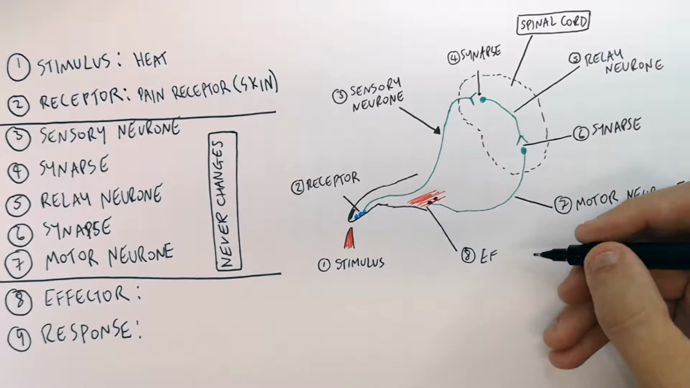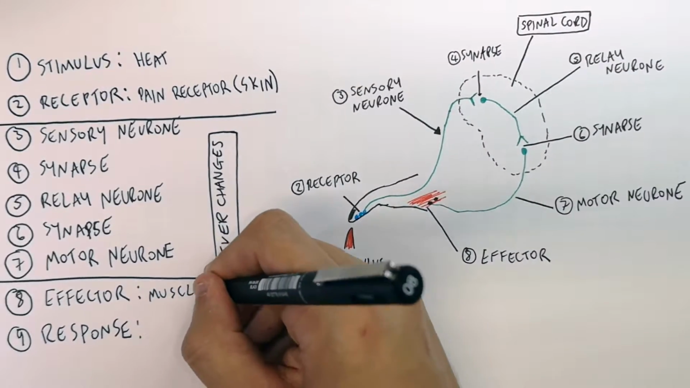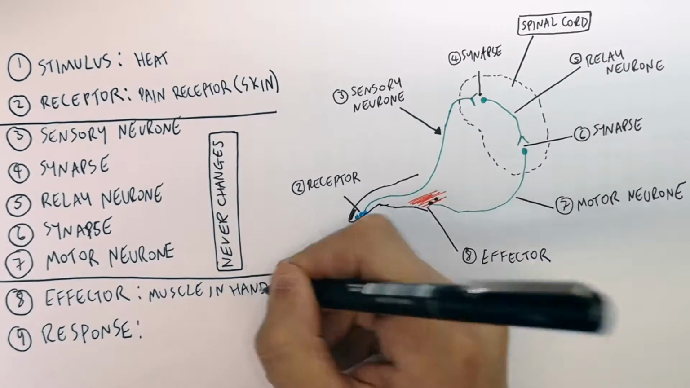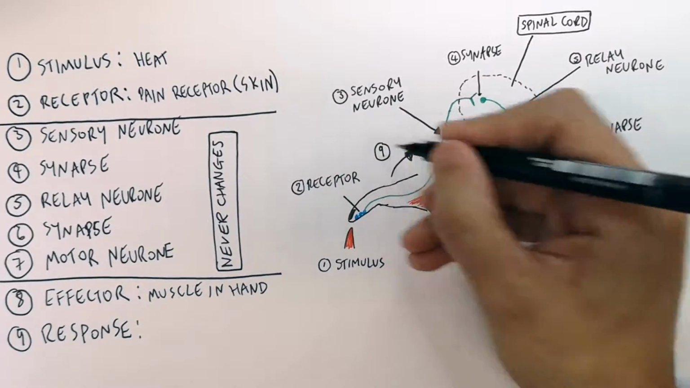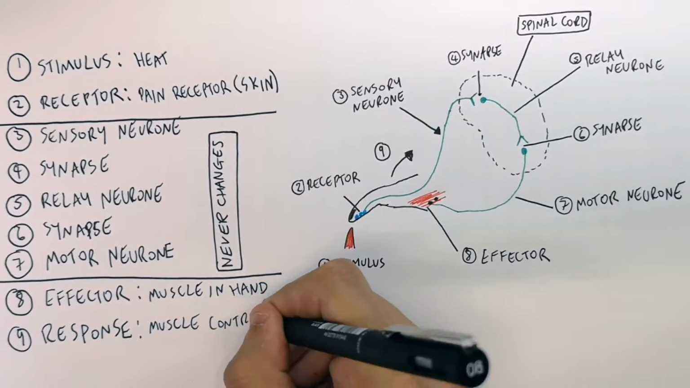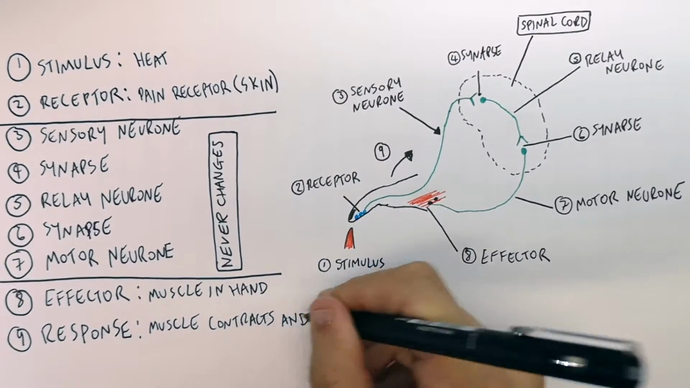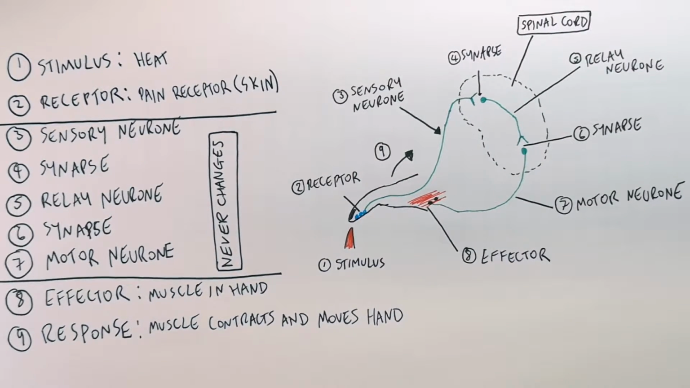So the effector stays the same, but you've got to identify what the effector is. In this case, it's the muscle in the hand. And then the muscle is going to have a response, which is going to be to contract and move the hand away. So the response is the muscle contracts, the effector contracts and moves the hand away. So that is the reflex arc.